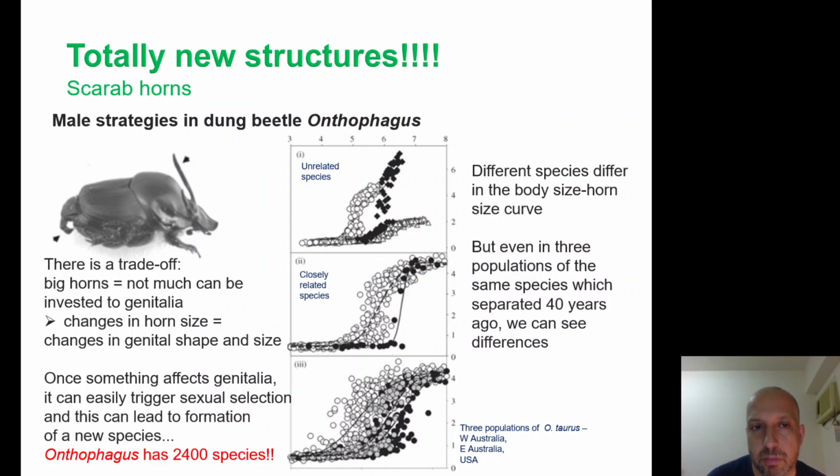So this seems to be the reason why this genus of dung beetle, Onthophagus, is the most crazy genus of insects. This is a genus which nowadays has more than 2,400 species. And the reason probably is because it somehow develops these horns. Thanks to that, it has a very special way of development. The development can very easily diverge, very easily differ between populations which are separated for a very short time. And once they slightly differ, they can affect sexual selection and cause the formation of species, cause the isolation between species.